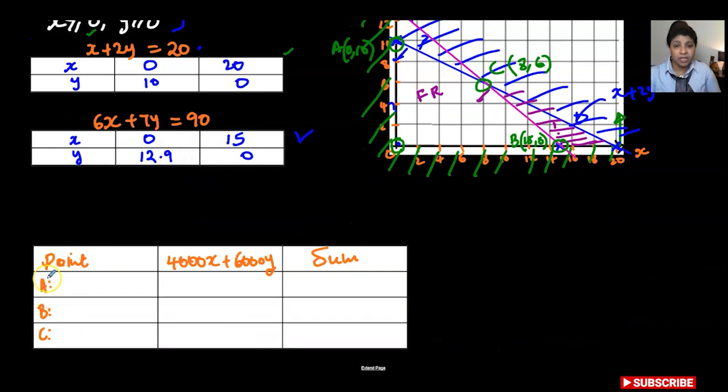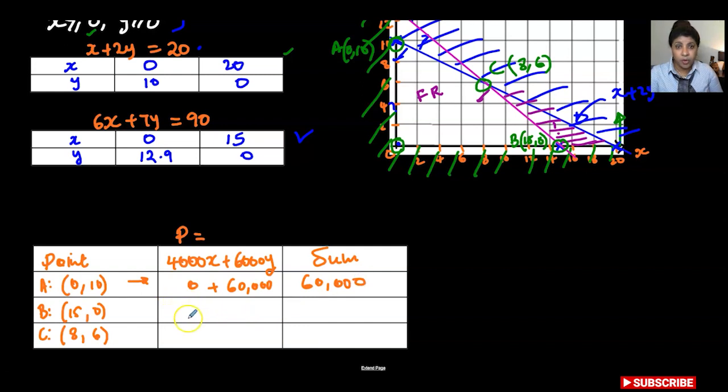Okay, so let's test those points then. We've got point A as x 0, y 10, and then point B, we have x 15, y 0, and then point C, we've got x 8 and y 6. What we're going to do is substitute the values of x and y into our objective function. Remember, this is our profit function, and then see what we get. So when x is 0, we get 0 plus 6,000 times 10. So this will give you 60,000. And the total is 60,000 shillings.